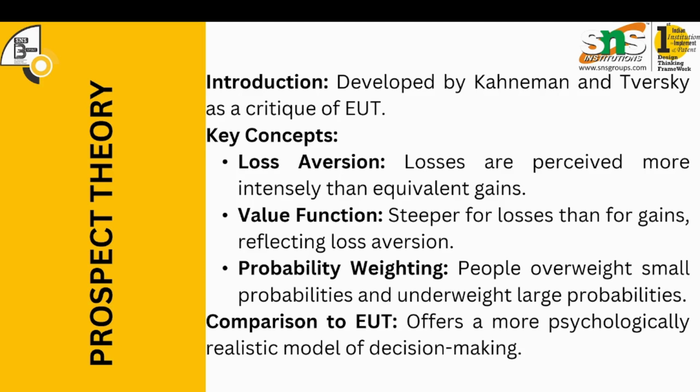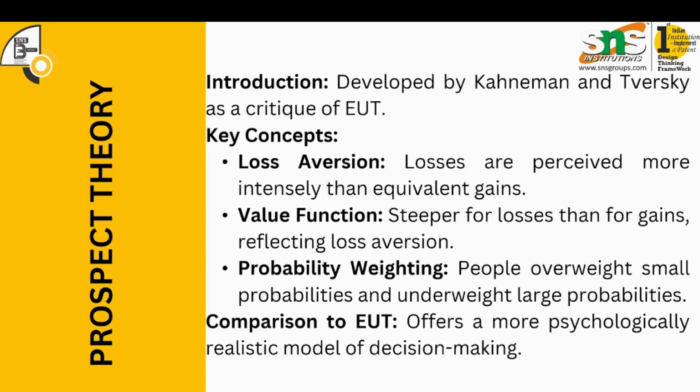The value function was observed to be very steep for losses than it was for gains. So people valued loss more than gain. People feared loss more than they enjoyed gains. Probability weighting is one other concept in prospect theory. This concept tells that people overweigh small probabilities and underweigh large probabilities. This again gets associated with loss aversion. Just because I do not want to incur a loss, I only take smaller risks and I only do smaller speculations. I do not do larger speculation.